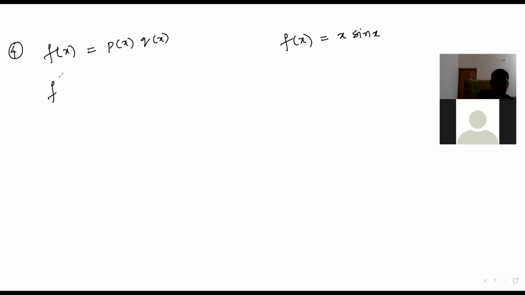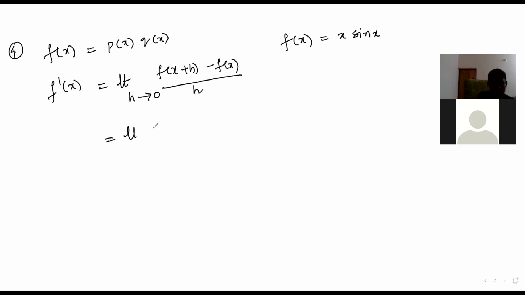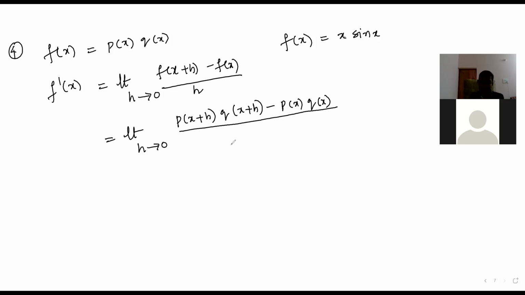Okay. Now f dash of x. What is f dash of x? Formula: limit h tends to 0, f of x plus h minus f of x by h. So now we write limit h tends to 0. f of x plus h means in the place of x, p of x plus h into q of x plus h, minus p of x into q of x, by whole thing divided by h. Like this.